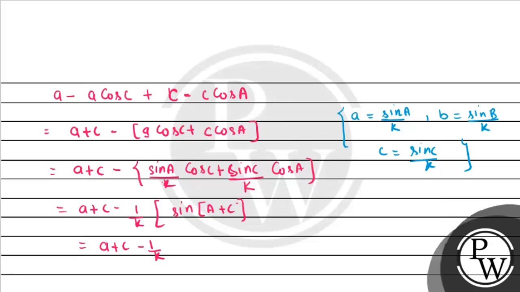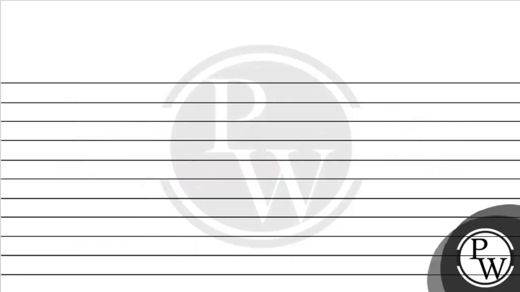और यहाँ पे क्या लिख सकती हूँ मैं? इसको मैं लिख सकती हूँ sin 180 minus b, because the sum of all angles is 180. तो a plus c का सम कितना होगा? 180 minus b. और sin 180 minus थीटा क्या होता है? sin थीटा ही होता है. So we can write from here a plus c minus 1 upon k, that is sin b.